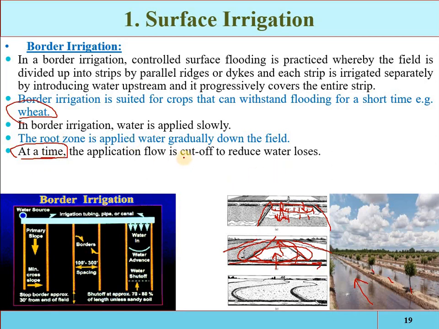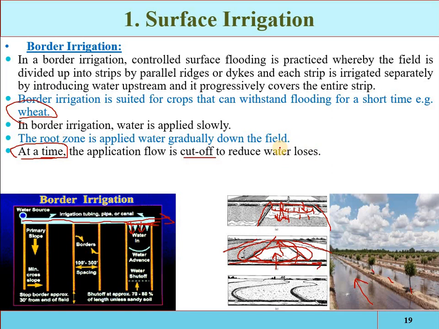What is meant by the cutoff time? For example, here you can see that this is a field which is divided into 1, 2, 3, 4 and 5 borders. For example, this is the main supply channel. Now from this channel, suppose you have introduced some amount of discharge into this first border. Now when will the water be cut off, when will the inflow of water be stopped into the field, so that the water losses may be reduced?